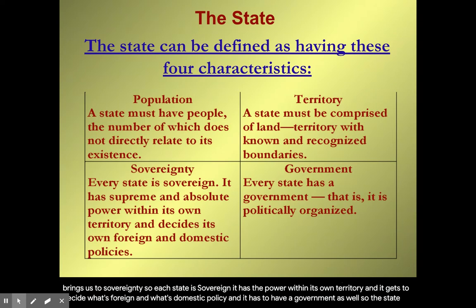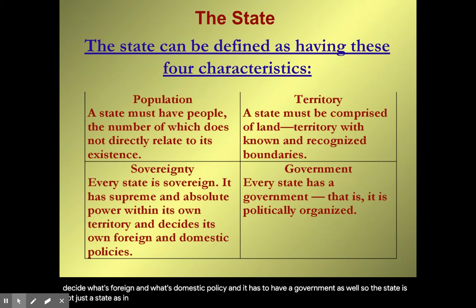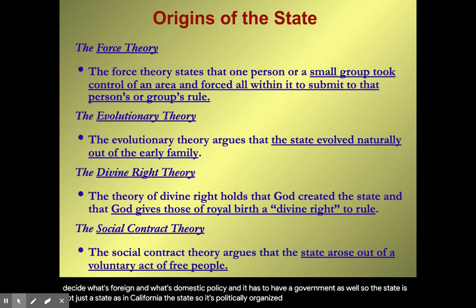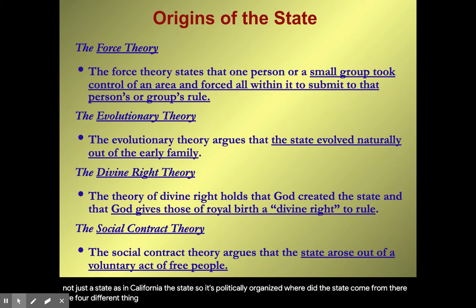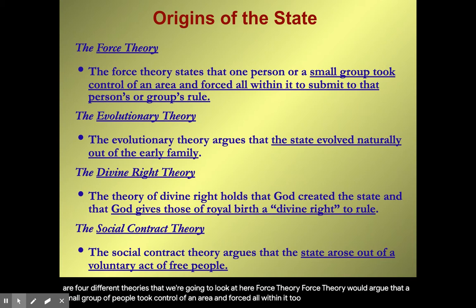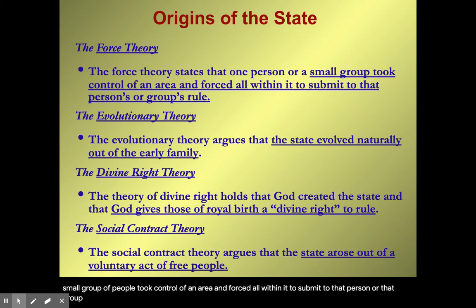So the state is not just a state as in California. The state can be determined as a government. So it's politically organized. Where did the state come from? There are 4 different theories that we're going to look at here. Force theory. Force theory would argue that a small group of people took control of an area and forced all within it to submit to that person or that group's rule. Force theory, very violent approach to government.